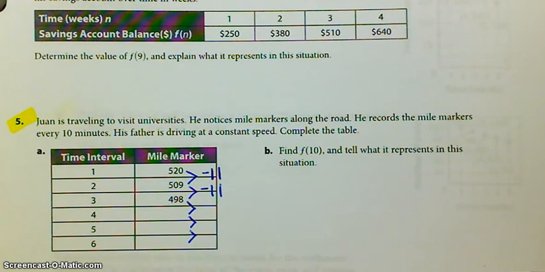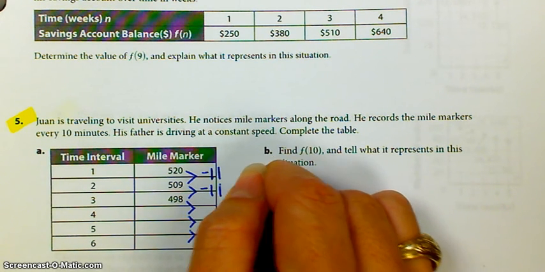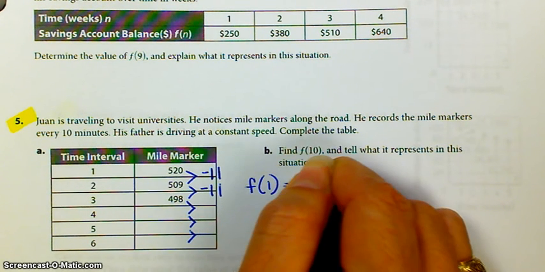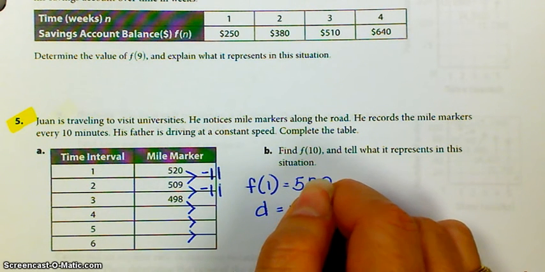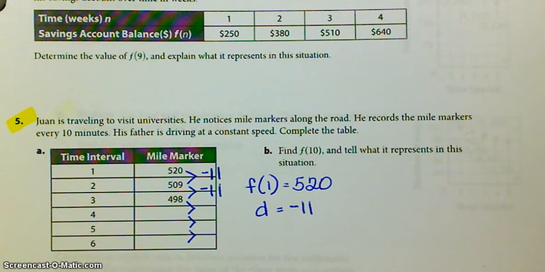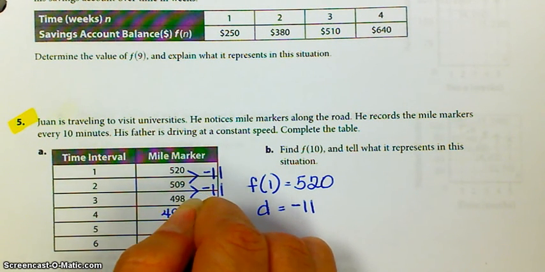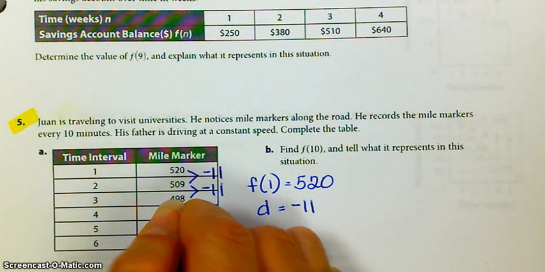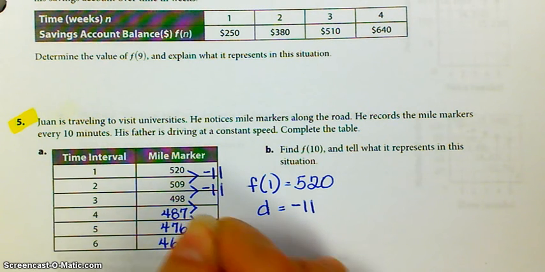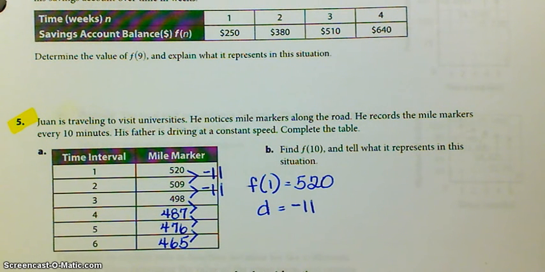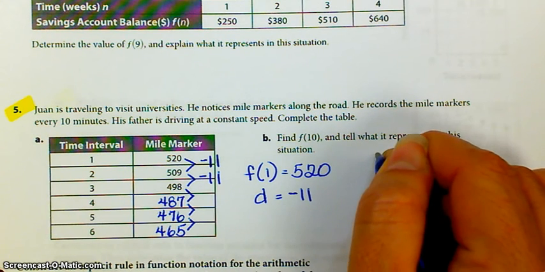And then we're also going to find f of 10 by using our lovely little explicit rule. Our f of 1 value is 520. Our common difference is negative 11. All right, so 498 minus 11 is 487. And then 476, 465. I think those are good. So we've completed the table. Now we're going to use the explicit rule.